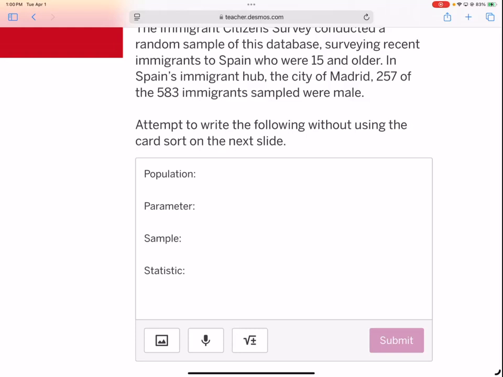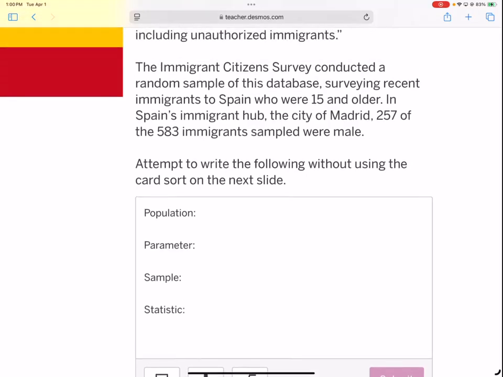So who is the population? What was the parameter? The population is verbal. The only thing that's going to be technically a number will be the statistic, and part of the sample. So let me show you.